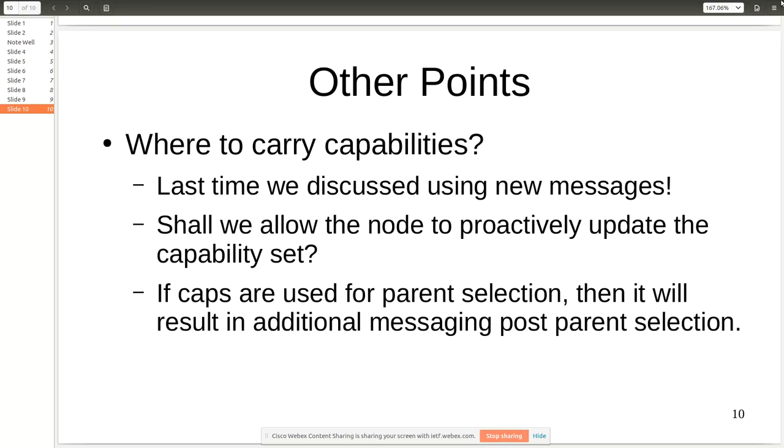Rabi, do you have some point here? No, I agree. We can divide the capabilities across DIO, and between pull and push model, we can segregate the capabilities. But one point, routing metrics and capability should be two different things, right? Yes, it is different.